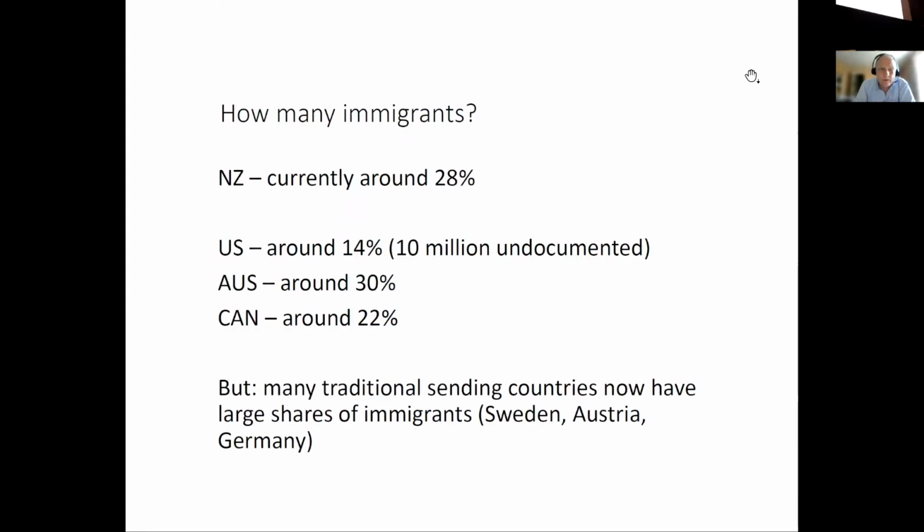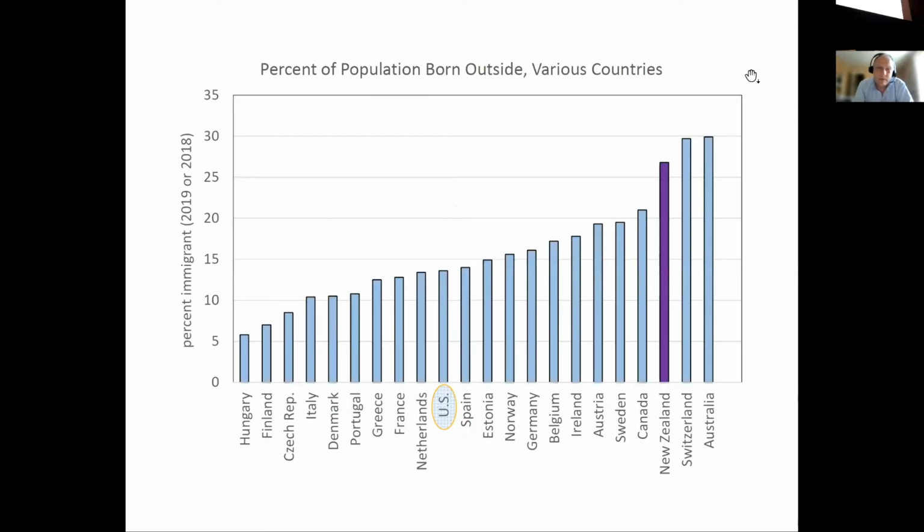So the first question everyone thinks about is how many immigrants, and it's surprising how many people don't know the answer to that. If you do a public opinion poll in the United States, most people think it's about 40%. New Zealand currently has just under 30%, US around 14%, Australia around 30%, Canada around 22%. Here's a graph showing percent born outside the country for various countries very recently. This is 2018 or 2019 data. You can see New Zealand, which I've highlighted here in purple, is pretty far to the right.